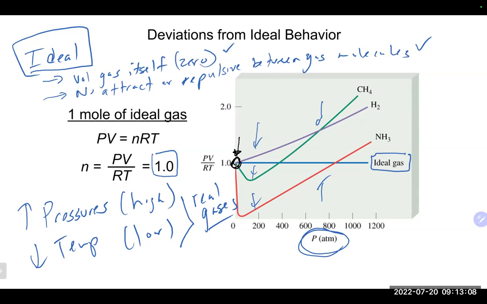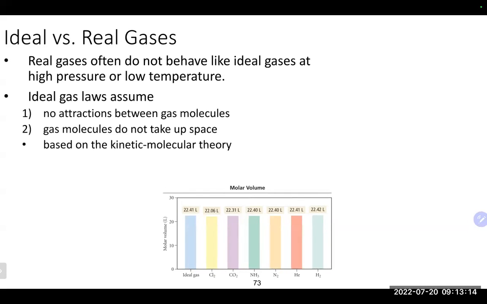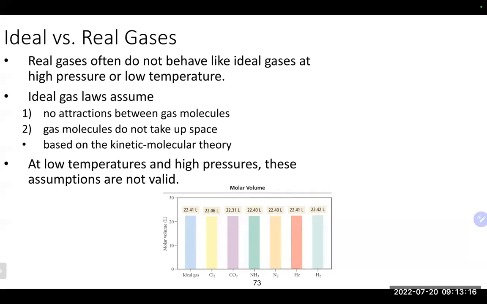So let's talk about what happens when we do get some of these deviations in an ideal versus a real gas situation. Real gases, like I said, do not behave like ideal gases at high pressures or low temperatures. Those are the two things from the kinetic molecular theory of gases that make something an ideal gas. So at low temperatures and high pressures, these assumptions are not valid. Let's talk about those two situations. When we have low temperatures, are our gas molecules going to be moving faster or slower?